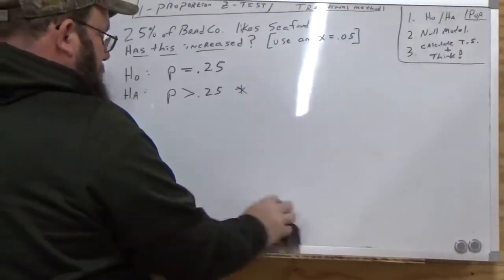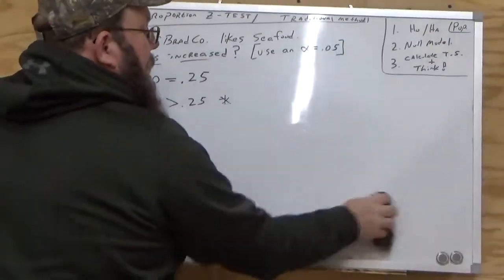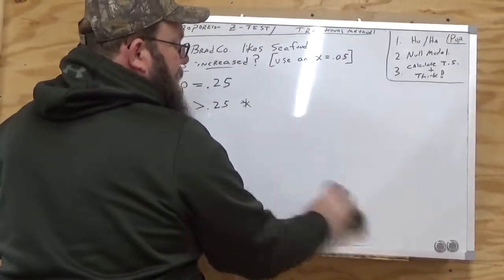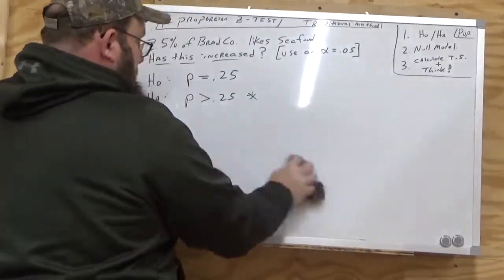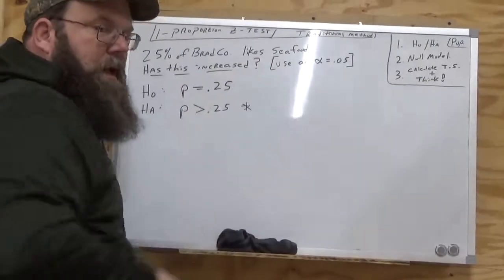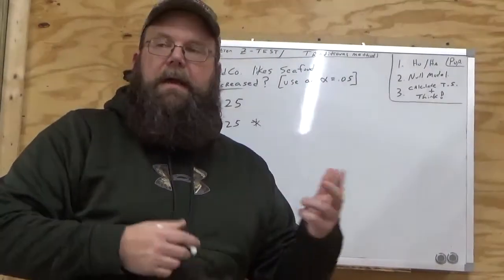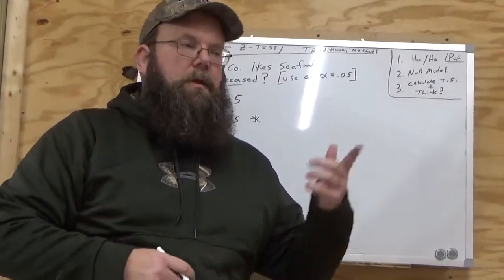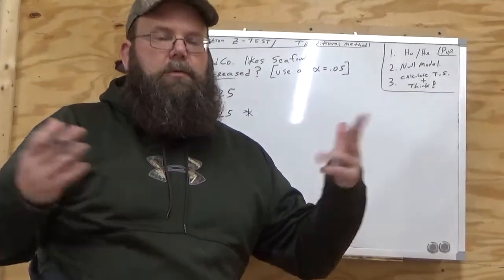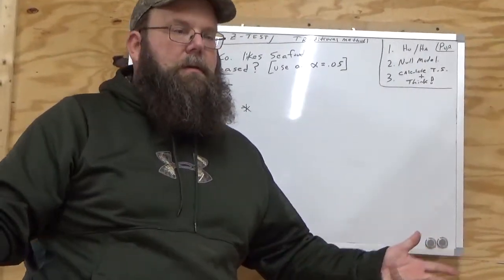And when you take your next quiz, that'll be a question. How do you know what kind of test we're doing, and connect it to the HA? Right there was the answer. Greater than, less than, not equal to means right tail, left tail, two tail. It's a very, very simple connection to make.